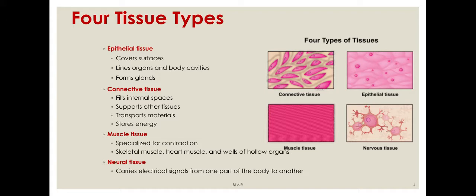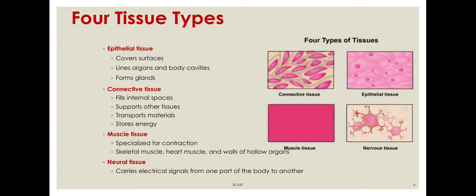We also have connective tissue. Connective tissue is going to fill internal space. It's going to be supporting the other tissues, getting them the things that they need, nutrients, water, oxygen, removing things they don't need, helping them keep shape and stay stuck to the body. So just a support system. They also transport materials and they will store extra energy.